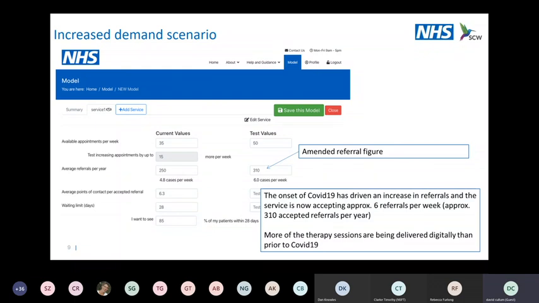The onset of COVID-19 has driven an increase in referrals, and the service is now accepting 6 referrals per week instead of its 4.8. Approximately 310 accepted referrals per year. More of the therapy sessions are being delivered digitally than prior to COVID. So in our test values, we've entered 310. Let's see what this gives us.